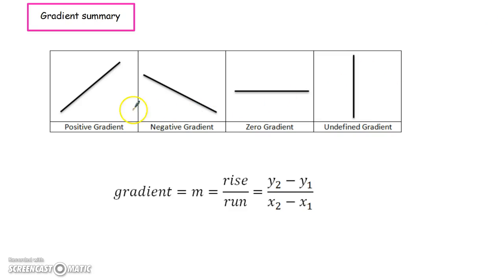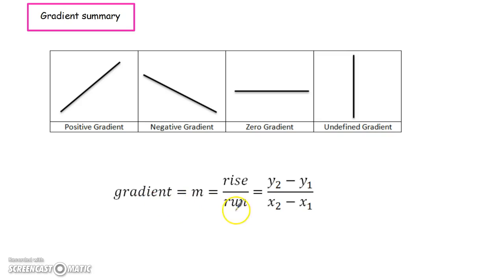Summarising everything here with our gradient, you should remember that anything that slopes this way is a positive gradient. Anything that slopes down this way is a negative gradient. And then we had those two horizontal and vertical lines. A horizontal line has a 0 gradient, and a vertical line, we always say that the gradient is undefined.